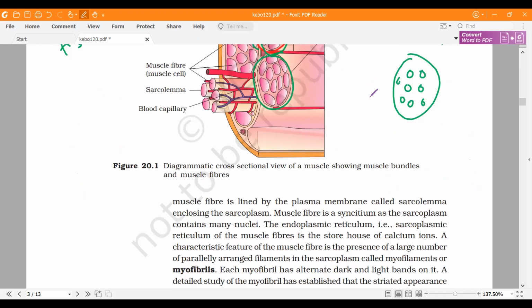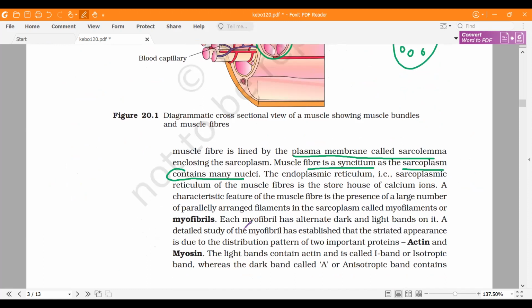Each muscle fiber is lined by a plasma membrane, which we call the sarcolemma. Remember that for a muscle fiber, this cell membrane is termed sarcolemma, and the cytoplasm is known as sarcoplasm, and it is a syncytium condition. Why? Because it is multi-nucleated. There has been division of the nucleus, but the cytoplasm had not been divided, so it is termed a syncytium. The endoplasmic reticulum is termed the sarcoplasmic reticulum, and it is rich in calcium. This is also an important MCQ.